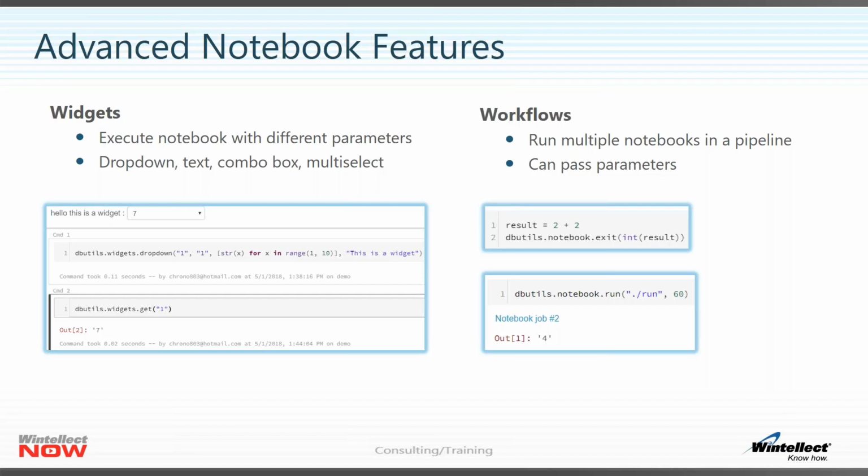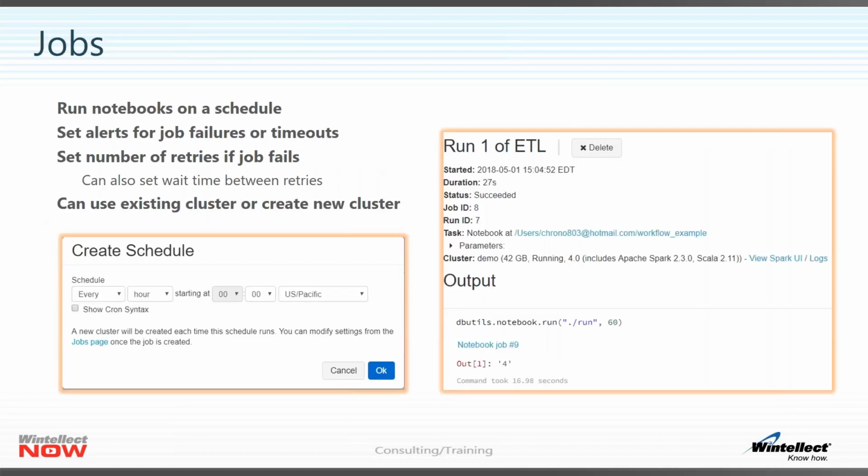But what you can do is you can separate those out to different notebooks, and you can have your ingesting notebook be your first one, and then after that you can automatically run all the subsequent notebooks after that. Then you have these jobs, and it's pretty much where you just run notebooks on a schedule. And with these jobs, you can set alerts for them if they fail or time out, so they can email you. And you can set a number of retries if it does fail.